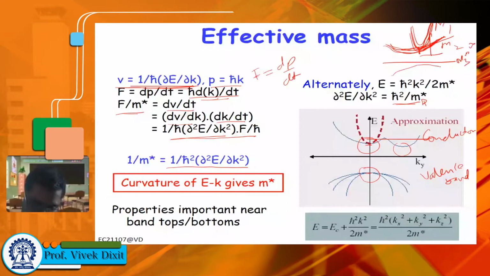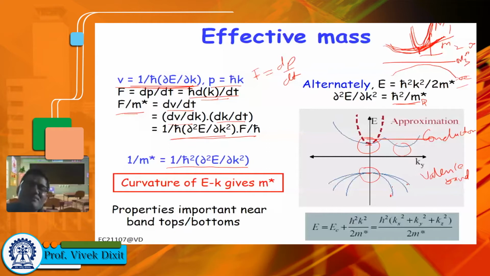Now if it is curving down, what will be the mass? If a parabola is curving down, what will be the double derivative? Negative. Negative, right? So if it is curving down, the mass will be negative. Again, if it is curving fast, the magnitude of the mass will be less here, and more here. So we have positive mass, infinite mass and negative mass. That curvature of E-k gives us the property of mass.